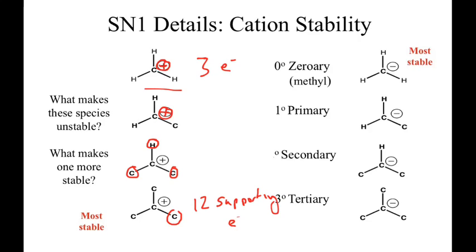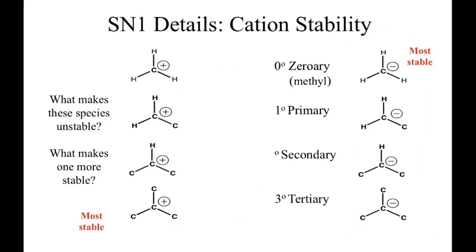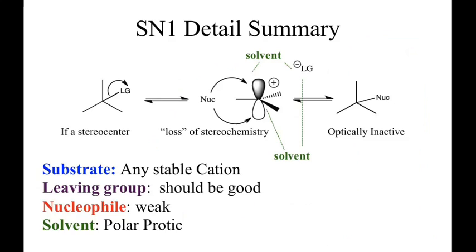When we move into chapter 5, we'll talk again about the stability of your carbanions, or your carbon anions, but it's not going to play a huge role for this section of the material right now, so we won't worry too much about that. Okay. This kind of summarizes the detail of your SN1 reaction.